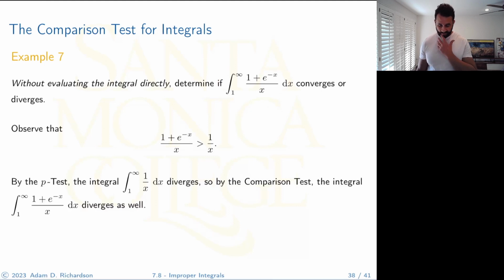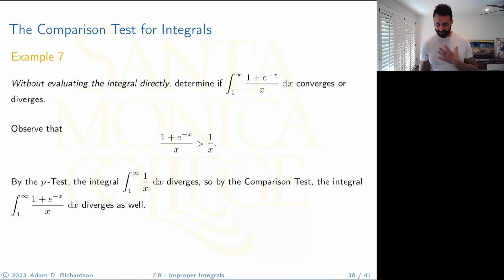So here we go. What I notice here is that this integrand, this function, is always strictly greater than 1 over x. And that makes sense because e to the negative x is always a positive number, right? It's an exponential, it's always positive. So if I take 1 and I add a positive number to it, that's always going to be bigger than 1. So this thing is bigger than this thing.